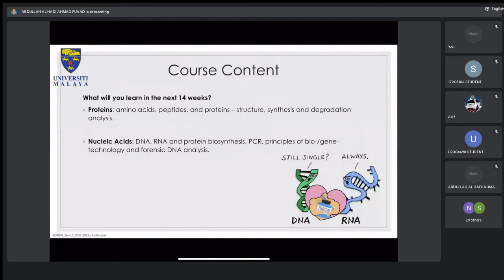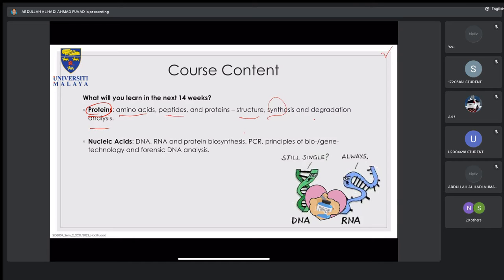What you will learn from my section is pretty much proteins, amino acids, and peptides, with regards to their structure, how we synthesize them, and how you can analyze them using a degradation approach. Meaning that if you have a protein, so this morning we talked about discovery, right? Discovery of unknown natural products, for example.